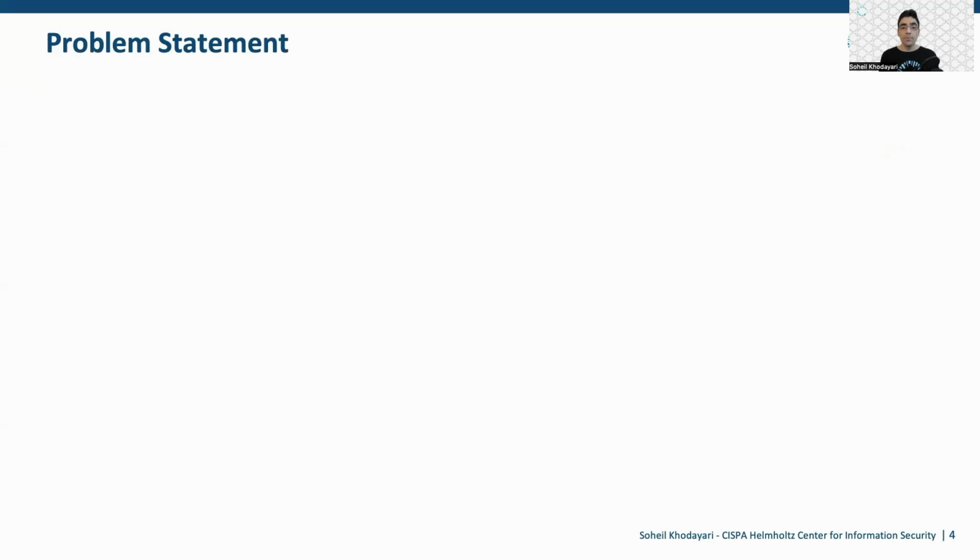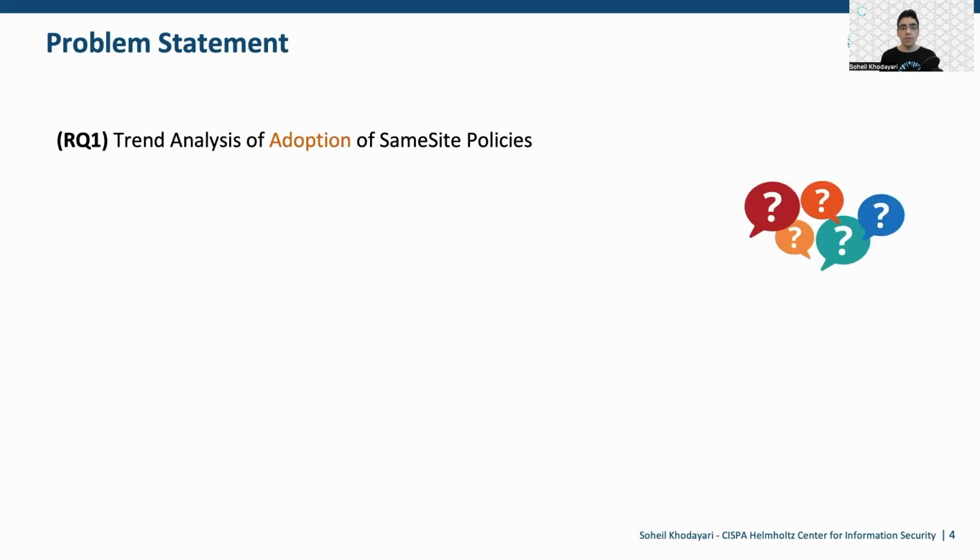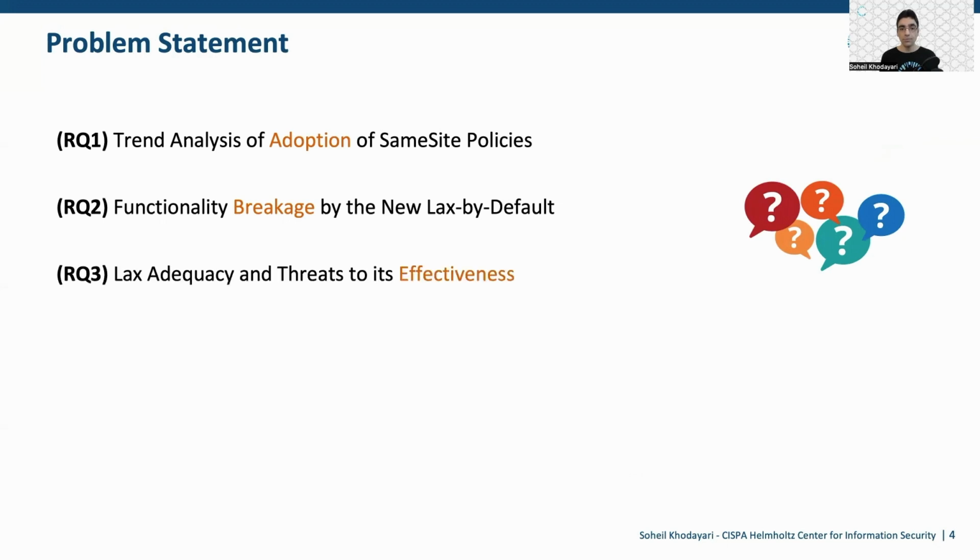More concretely, in this paper, we want to study the state of same-site policies adoption and the effectiveness of the new lax by default policy. Specifically, one of the first questions we intended to answer was how websites adopted one of the three same-site policies across the two lax by default rollout dates. Then, as we now have a new default policy, the second obvious question is what would be the cost of this change? What functionalities are broken?